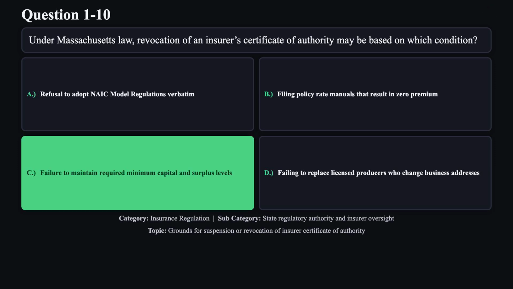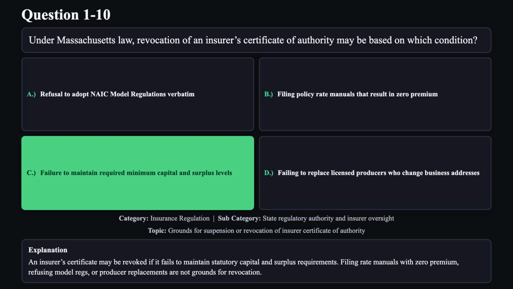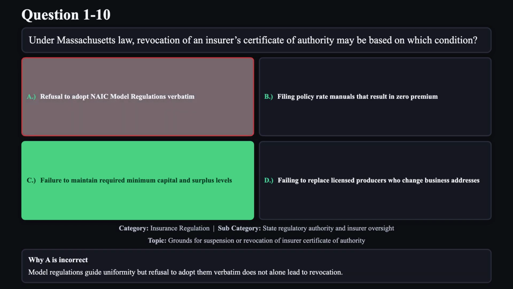The correct answer is C. An insurer's certificate may be revoked if it fails to maintain statutory capital and surplus requirements. Filing rate manuals with zero premium, refusing model regs, or producer replacements are not grounds for revocation. Reason A is not correct. Model regulations guide uniformity, but refusal to adopt them verbatim does not alone lead to revocation.